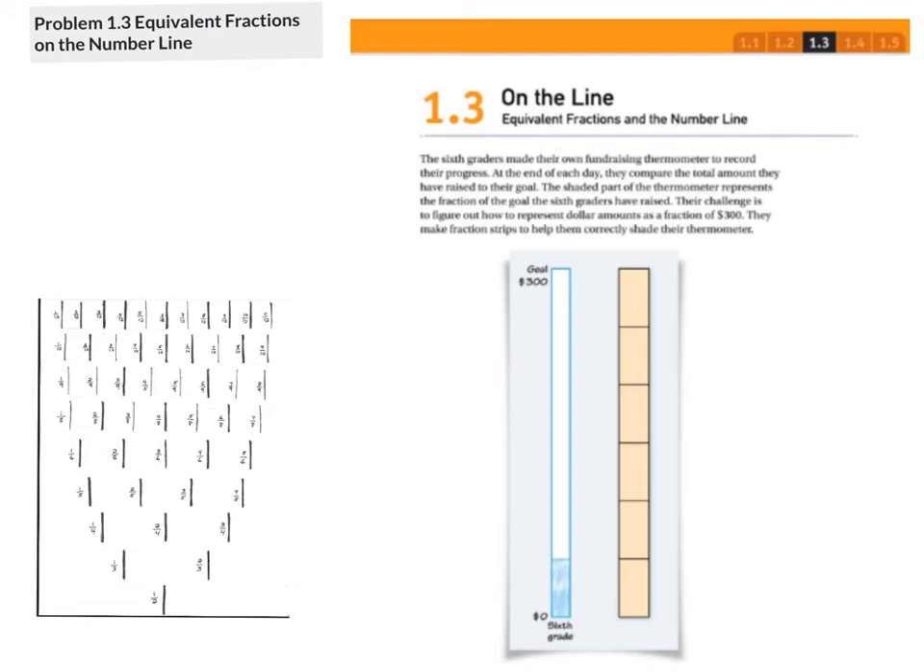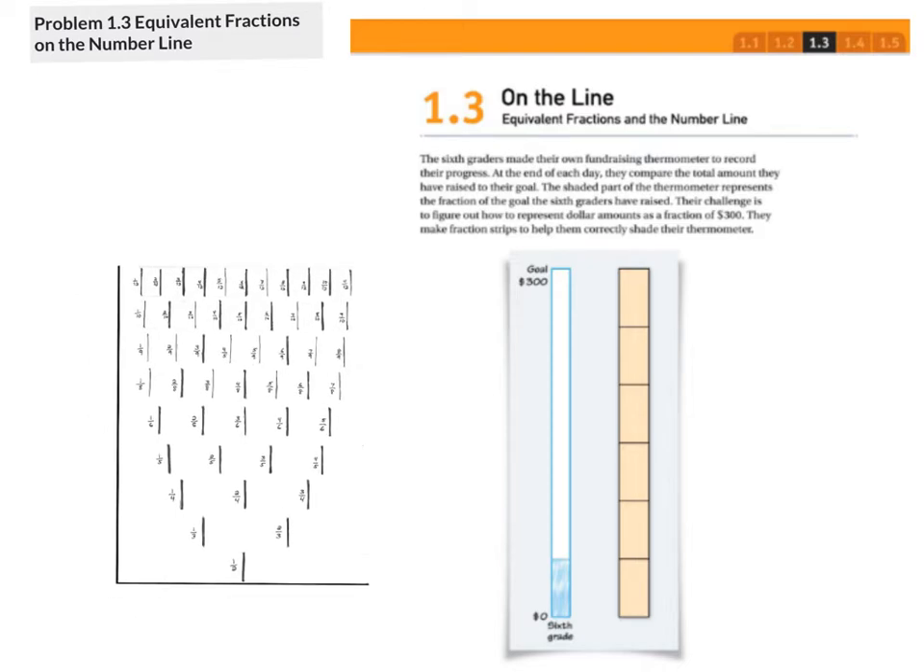This is a video for problem 1.3, and in problem 1.3 you will be learning about equivalent fractions on a number line. So we've learned about ratios, the comparison of two quantities, and now we're going to transition into looking at how ratios can also be used on a number line, or in this case we're going to have these things called fraction strips.